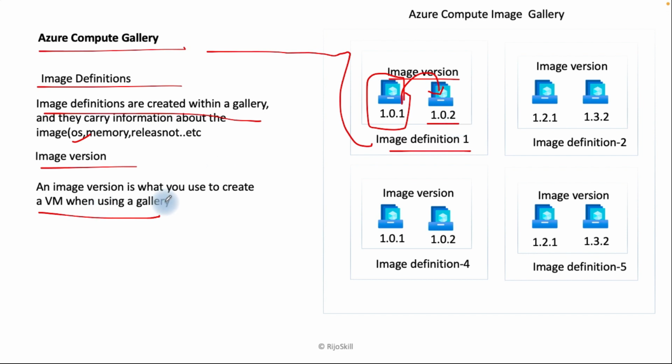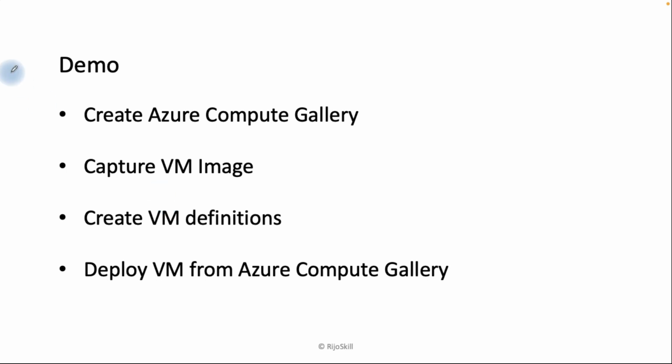You can manage it when another update comes again. You can put 1.0.2. So this is the basic Azure Compute Gallery. You can get more information once we go to the portal. Then we will do all these things in the portal. I will show you, then you can understand very easily. So, the Azure portal and creating the demo.